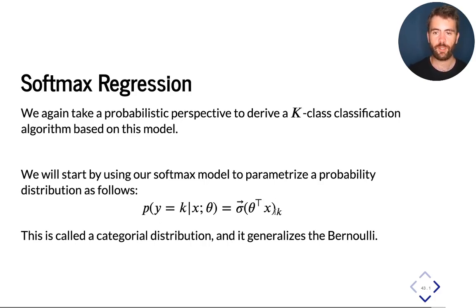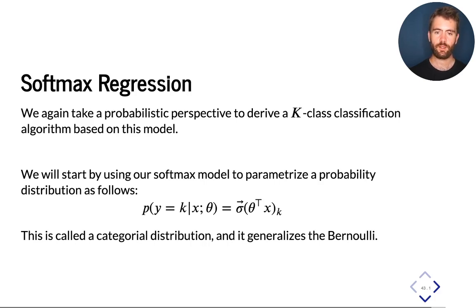Therefore, our softmax function gives us a valid vector of probabilities, and we can define a probabilistic model that is a probability function where y takes each of these k classes, and we assign the probability of the kth class to be this model. This can also be seen as parameterizing what is called a categorical distribution. A categorical distribution is an extension of the Bernoulli distribution.